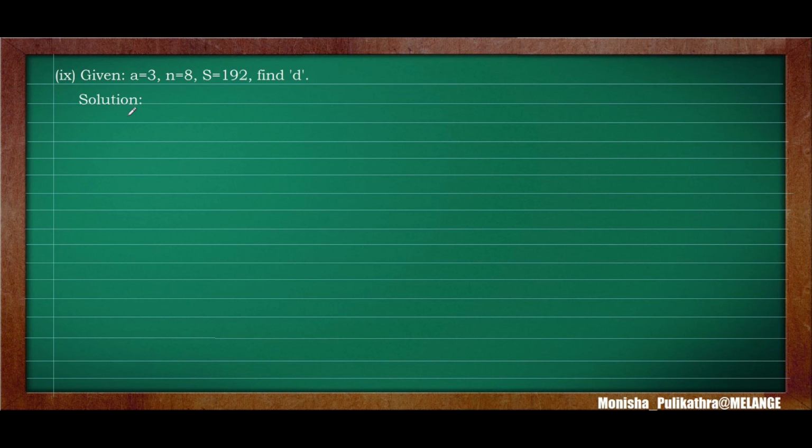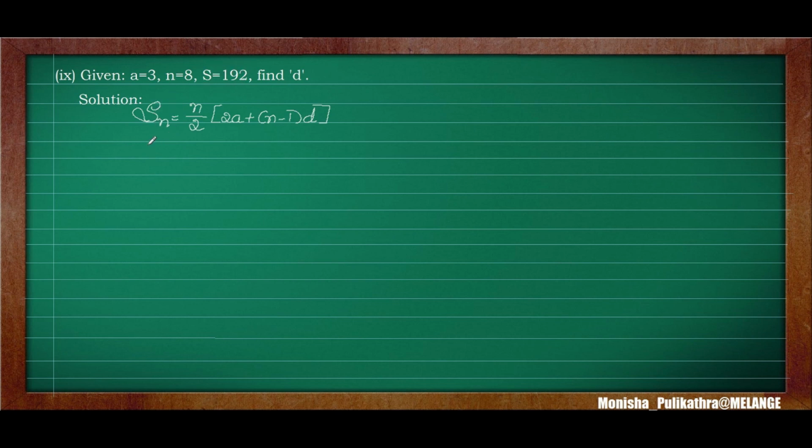Okay, here a is given, the first term is 3, n is 8 and Sn or S is given, that is 192. We need to find the common difference. Since S is given, we need to write the Sn formula itself. So Sn is equal to n by 2 into 2a plus n minus 1 into d. Okay, so here S and Sn are one and the same.